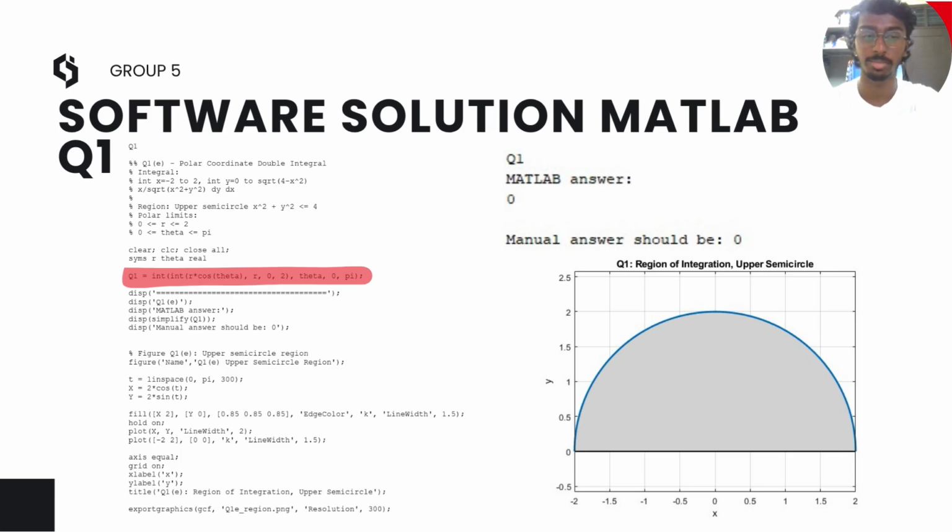After running the code, MATLAB gives the answer 0. This matches the manual calculation, so the manual solution is verified. The graph generated by MATLAB shows the upper semicircle region. This confirms that the polar limits used in the simulation are correct.